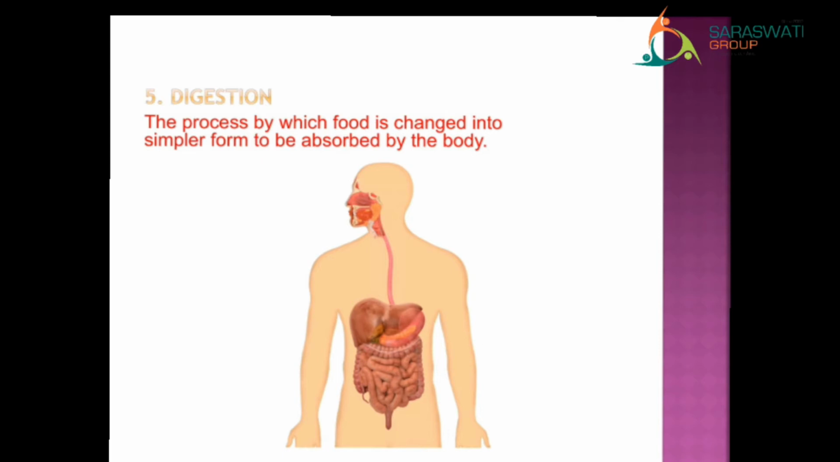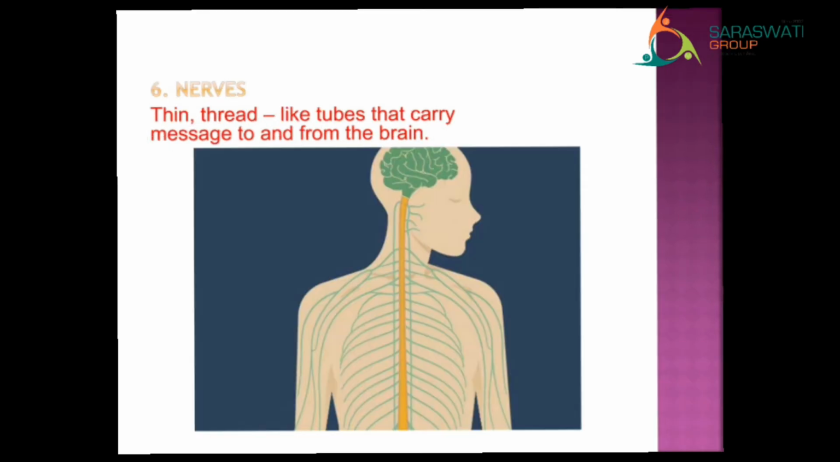And the food we eat cannot be used by our body in that same form, right? So it has to be changed into simpler form for its proper absorption by our body, and this process is known as digestion. The organs that help in digestion make up the digestive system. And this digestive system is made up of the following parts like mouth, food pipe, stomach, small intestine, large intestine, and then anus. Clear?